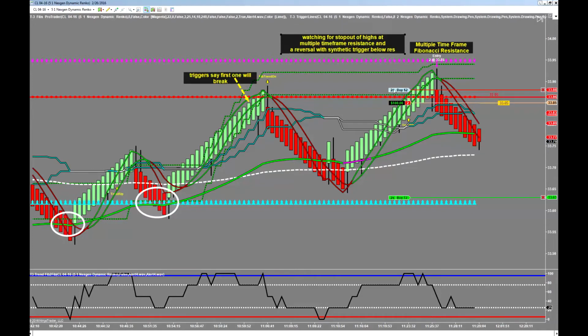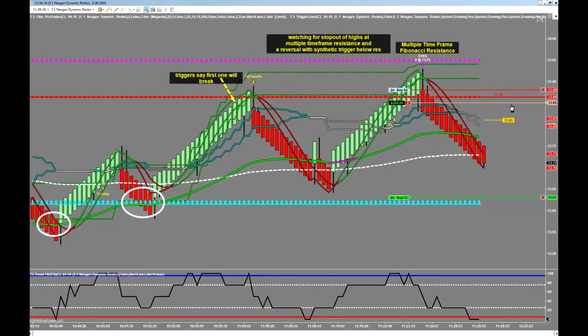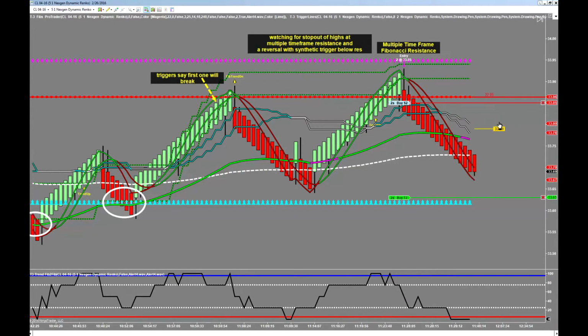So this is kind of the third today. This one is a little bigger swing in between. The other two were much tighter swings, stopping out the highs with multiple time frame resistance. We can pretty much be risk free at this point. As we work our way down, you can see our synthetic triggers are coming down, so we can actually get to a profit plus, I think, on this at this point.